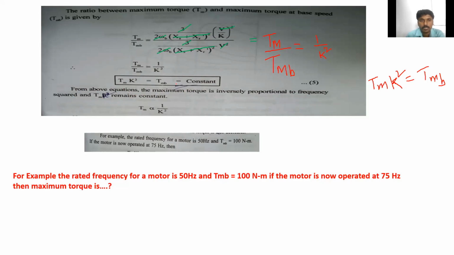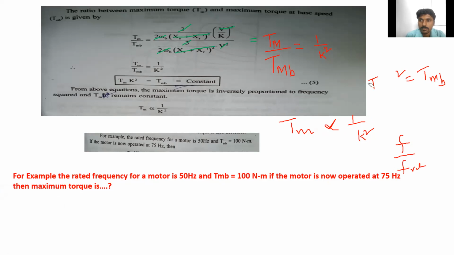So what we can say here? Motor torque at base speed remains constant, means Tmb is constant. Tmb is constant हो तो क्या लिख सकते हैं अपन? Tm proportional to 1 by k square. So this is the frequency ratio. The motor torque is inversely proportional to the frequency squared. Here k is nothing but the frequency ratio, F upon F rated. Is it right?